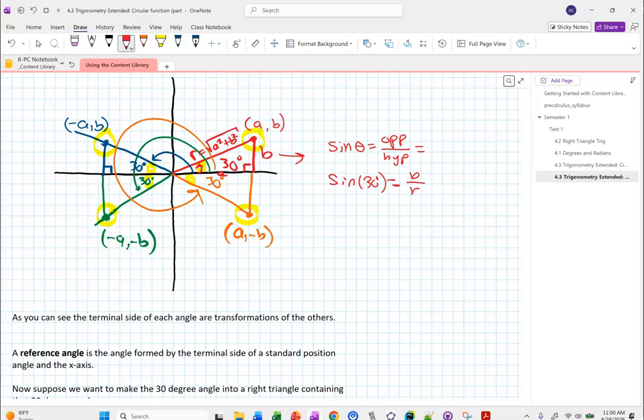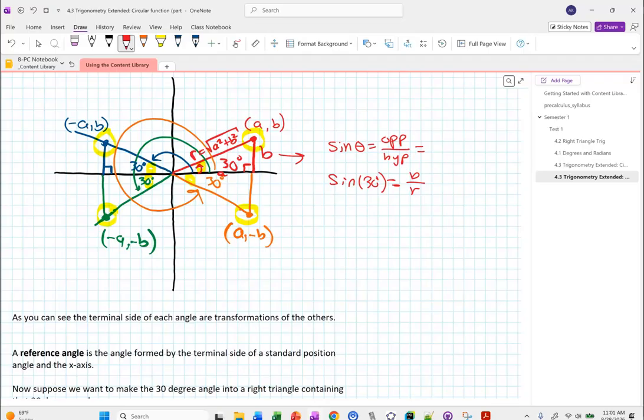And now remember that B, in addition to being the opposite side, is also the y coordinate from this point on the terminal side of my standard position angle. And R is the hypotenuse, but it's also the distance from that point on the terminal side to the origin. This is how we're going to now connect opposite, adjacent, hypotenuse to these standard position angles that are bigger than 90 degrees, right?